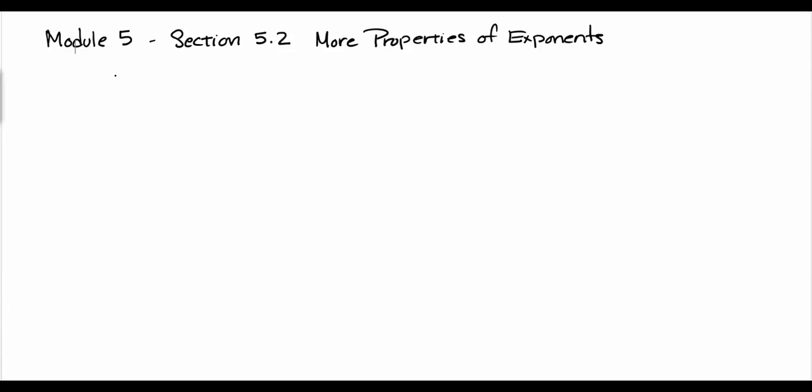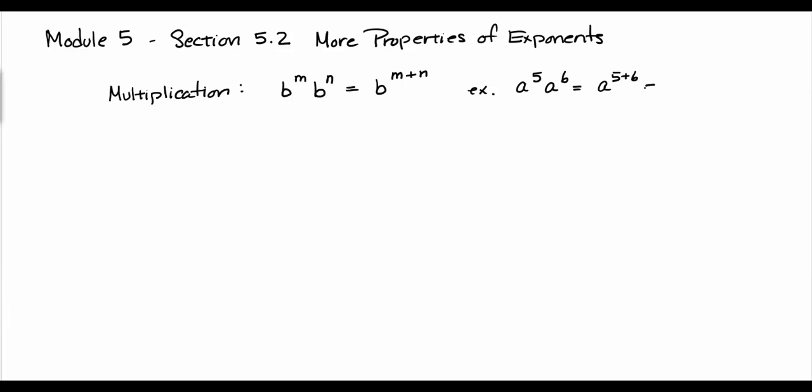Okay, so you remember when we talked about multiplication properties last time, we had b raised to some power m, and we had the same base, b raised to some power of n. We had b to the m plus n. We simply added the two exponents, right? As an example, if I had a to the 5th times a to the 6th, that simply equals a to the 5 plus 6, and that's a to the 11th.